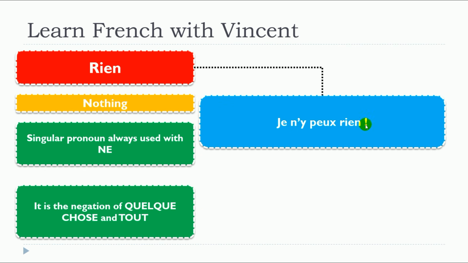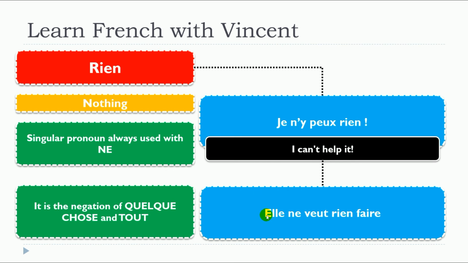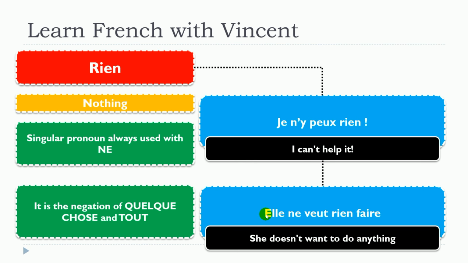Je n'y peux rien. Elle ne veut rien faire. So you can see that ne is here, and then rien will be after. Ne is here, and rien is right after. So before and after your verb.